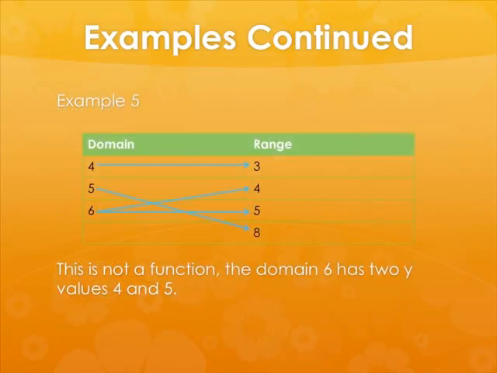Here is a table that is example 5 with the domain and range values. Here we want to determine whether or not this is a function. Well, we have 4 being paired up with 3, 5 being paired up with 8, and 6 being paired up with 4 and 5. Because of our definition of a function, this is not a function, and the reason being is because 6 is paired up to 4 and 5, which it has 2 y values, and it's only supposed to have 1 y value. Each input has only 1 y value.